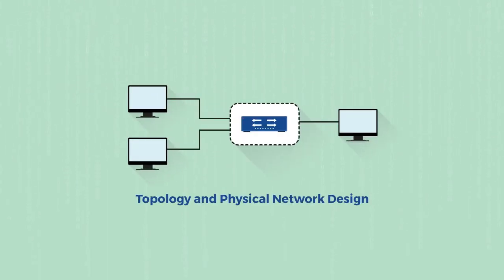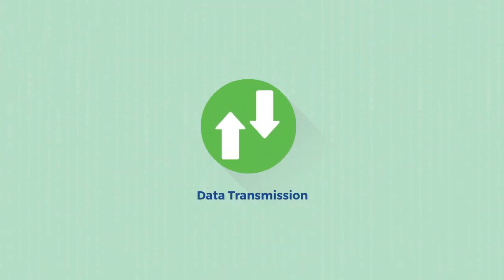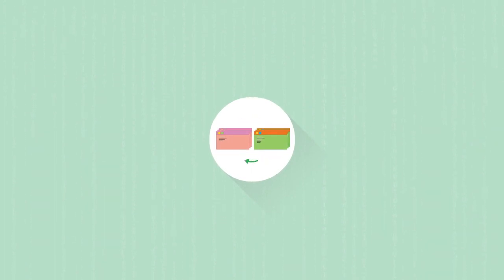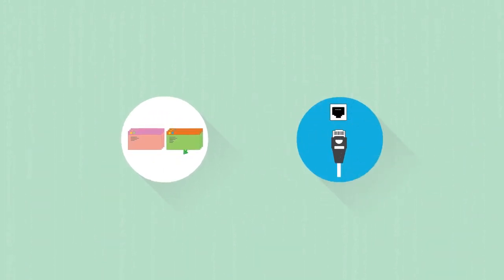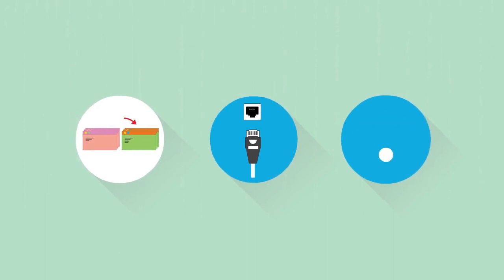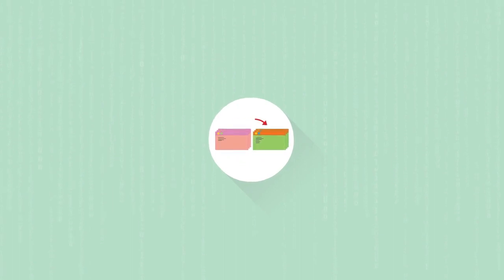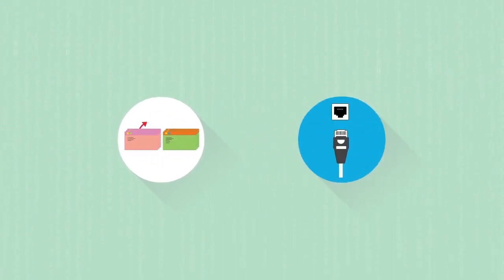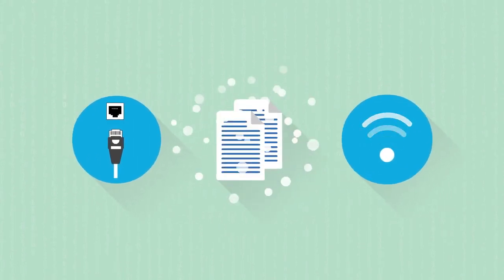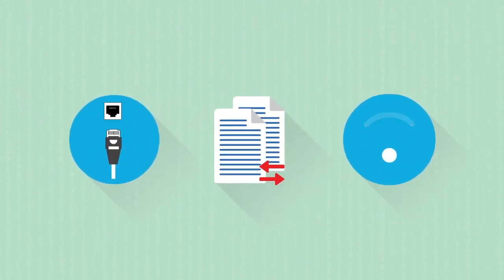Then we see topology and physical network design. Then we see the data transmission itself. This, of course, handles the sending and receiving of the data depending on the type of physical media. Whether it's wired or wireless, for example, it needs to know what type of network. For example, is it wired or wireless? Because, of course, there are different methods for each one.